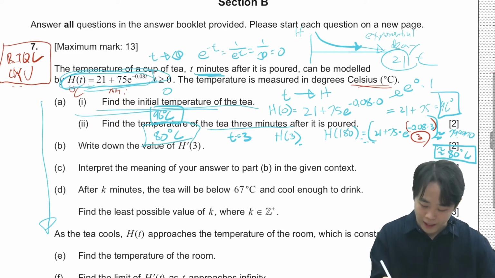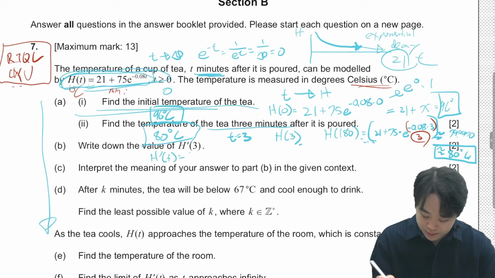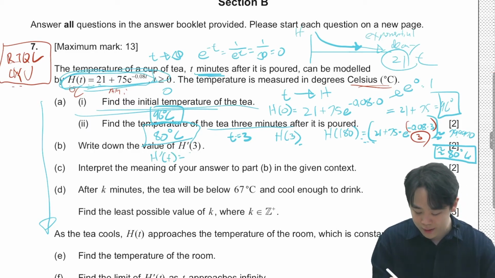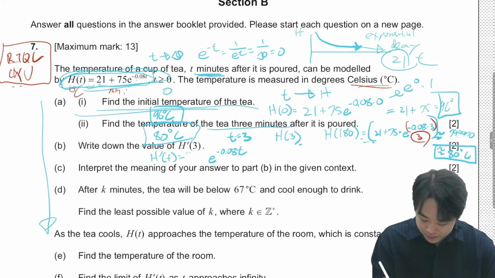Now, we do h prime 3. So we find the expression for h prime t. 21 is a constant that goes away if you differentiate it. E to the power of negative 0.08 t stays as is, but we have to use the chain rule. So we have 75 times, and we want to multiply by the negative 0.08.